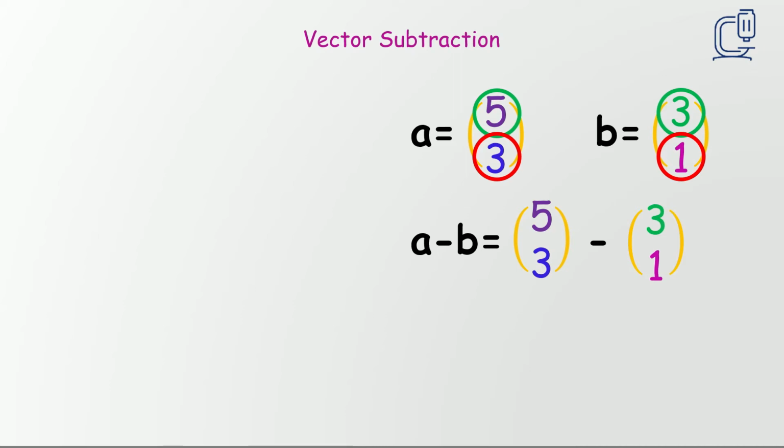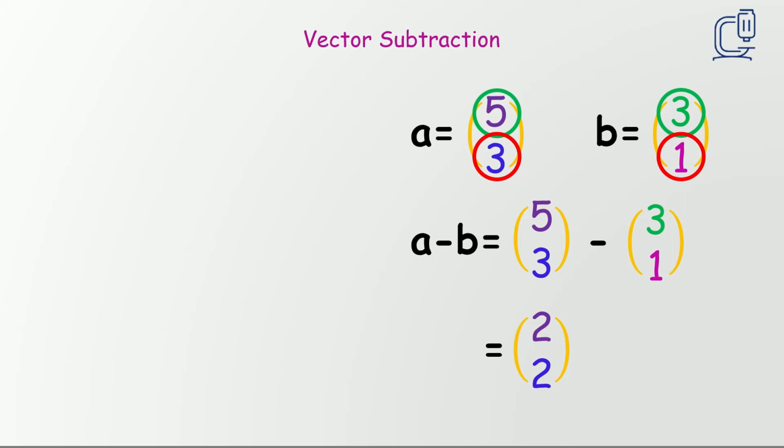So we can say we have 5 minus 3, which gives the horizontal component, and 3 minus 1 to give the vertical component. What minus B means is the opposite direction of B. So the final answer here would be a vector of 2 and 2.